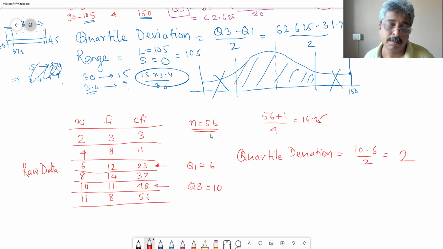But essentially the concept is you ignore the first 1/4, you ignore the last 1/4. This diagram is most important. You ignore the first 1/4, you ignore the last 1/4, and what is the major jump that you have?